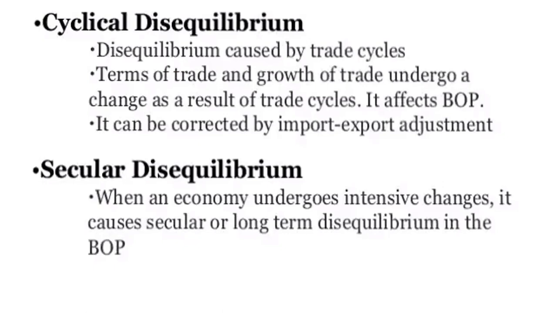Then last we have the secular disequilibrium. The secular disequilibrium occurs when an economy undergoes intensive changes, which cause a long-term disequilibrium in the BOP. When long-term BOP disequilibrium is caused through secular changes, it is called secular disequilibrium. Okay.